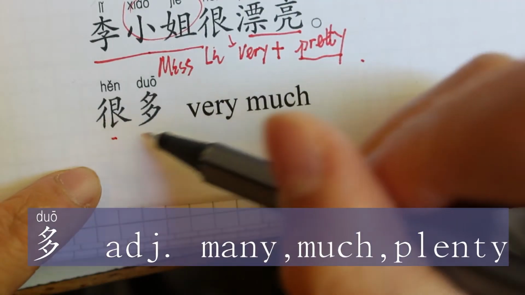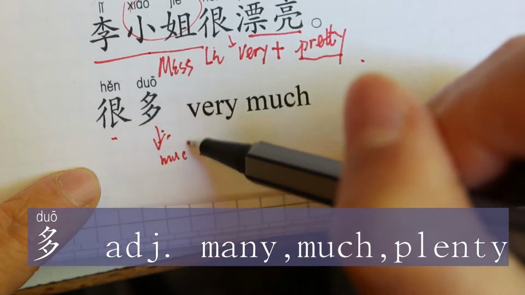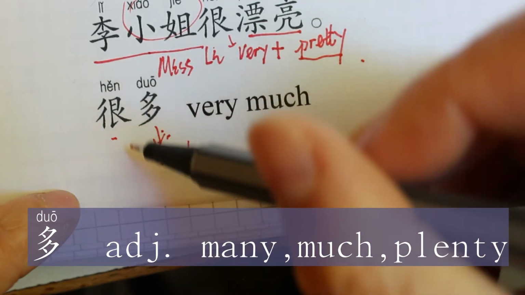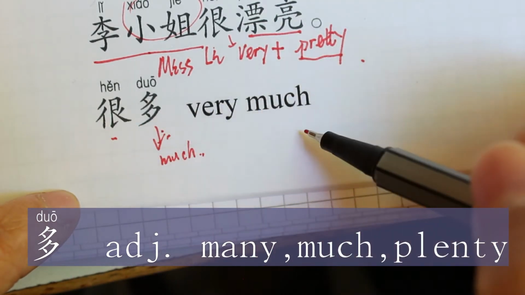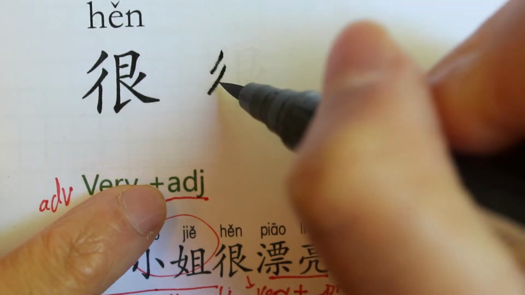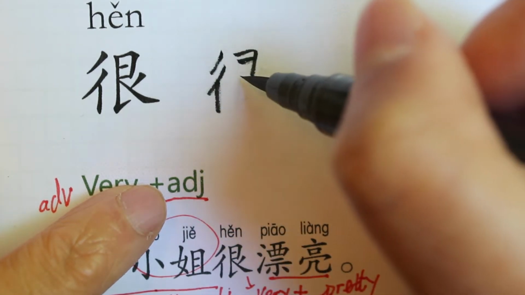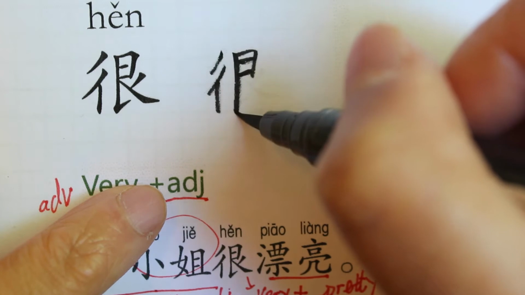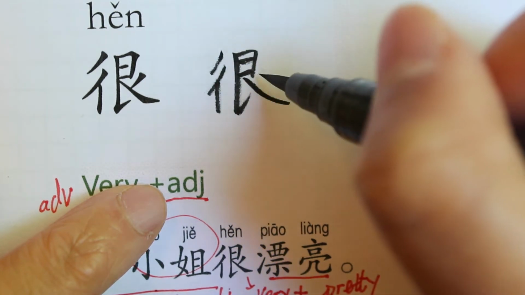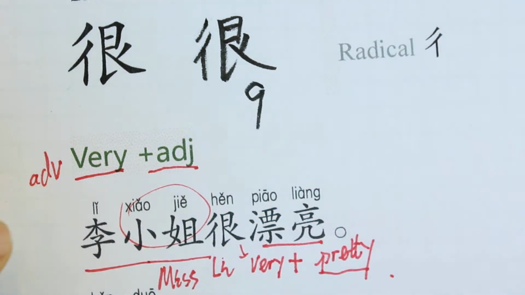And the next one, 很多 means very much, abundant. So 很多 means very much. 1、2、3、4、5、6、7、8、9。So 很 has 9 strokes.